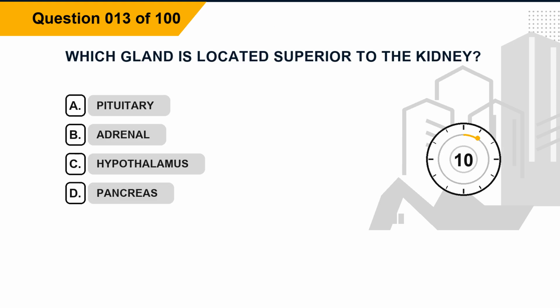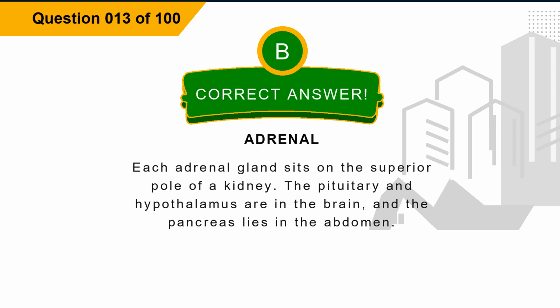Question 13. Which gland is located superior to the kidney? Option A, pituitary. Option B, adrenal. Option C, hypothalamus. Option D, pancreas. The correct answer is option B, adrenal. Explanation. Each adrenal gland sits on the superior pole of a kidney. The pituitary and hypothalamus are in the brain, and the pancreas lies in the abdomen.